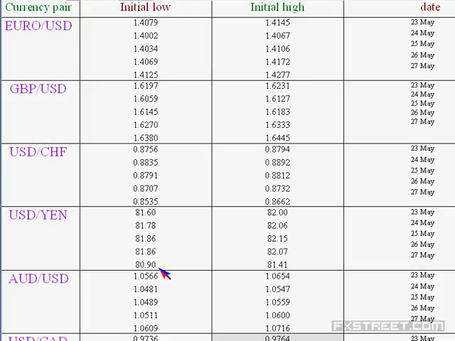And also in the case of yen, they breached the initial low briefly by 6 pips, and then subsequently they have gone up, and are currently trading around 98 levels. And Australian dollar 1.0716 was the high, and they have not breached the high. So only in the case of euro and GBP they breached the high, but with the others you find that they have not breached either the highs or the lows.